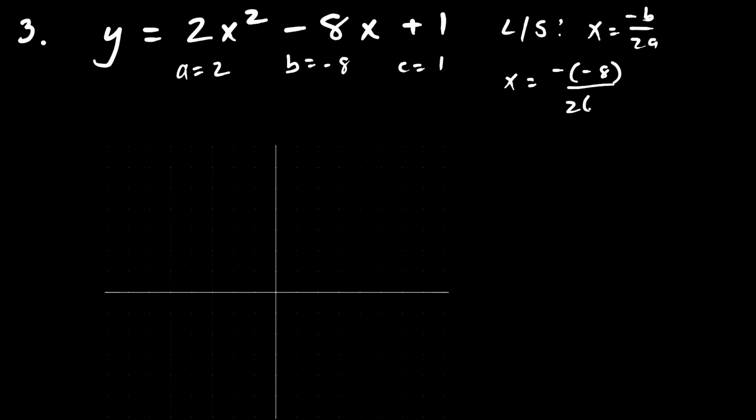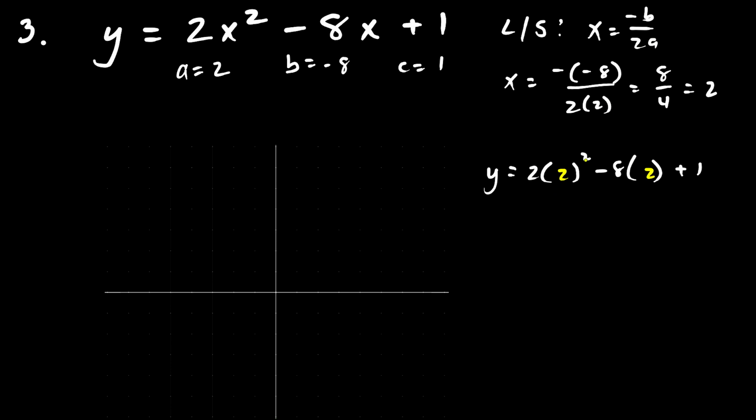So -8 over 2 times 2. So we'll have 8 over 4, or an x value of 2. So let's find our y value. So y is going to equal 2 times that value squared minus 8 times that value plus 1. And then let's go ahead and substitute in the 2.